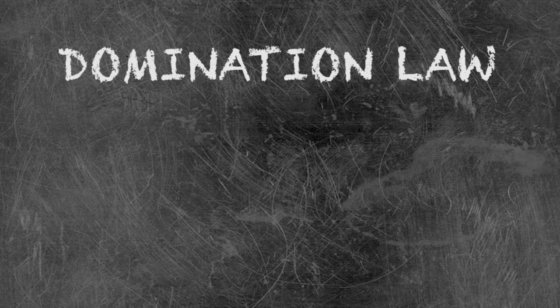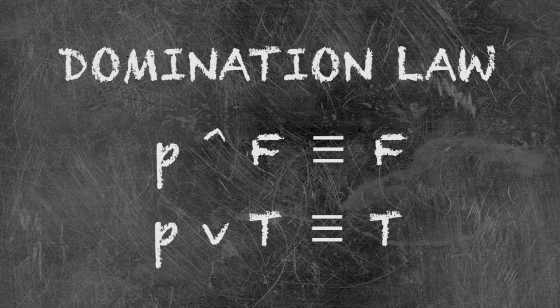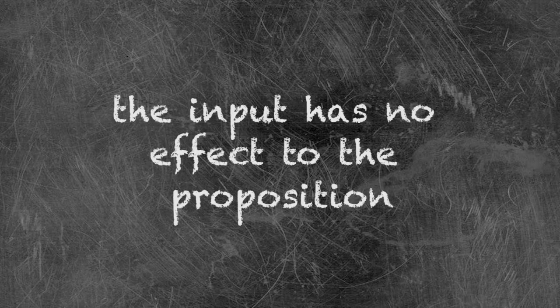The second law is the domination law. The formula for this law is P and F is equal to F, and P or T is equal to T. In this law, the inputted value is like null and void because the input has no effect on the proposition.